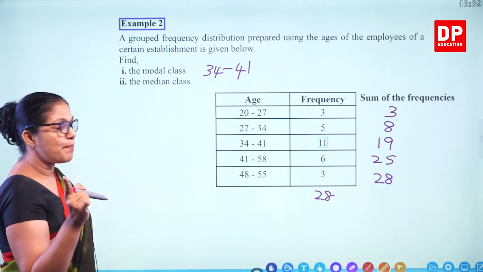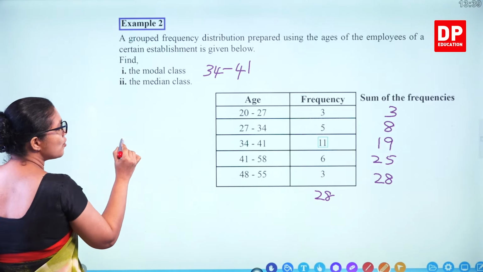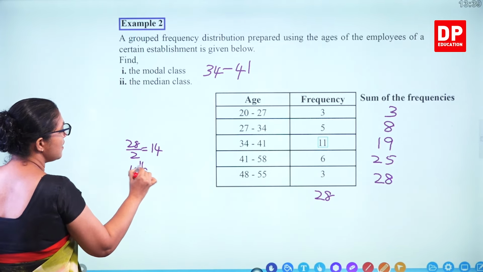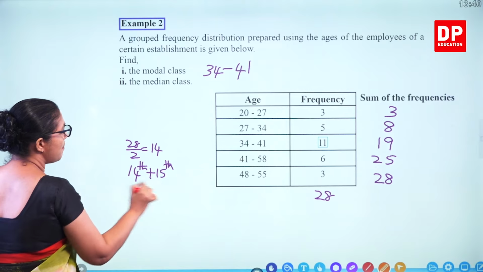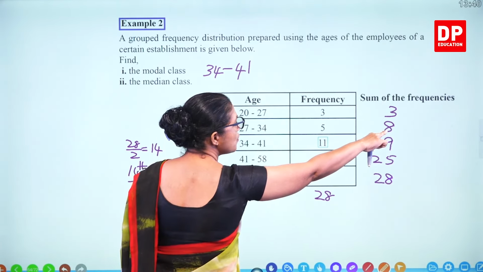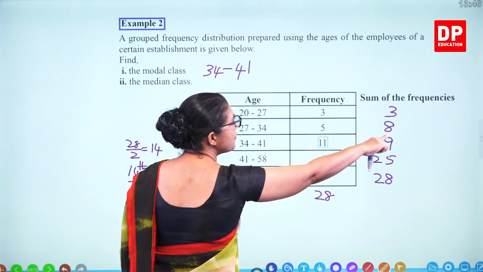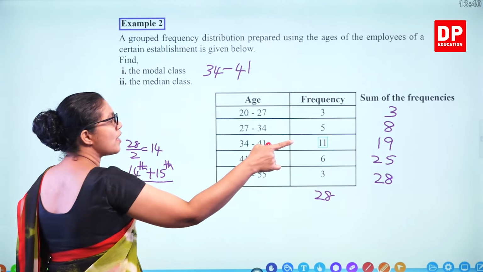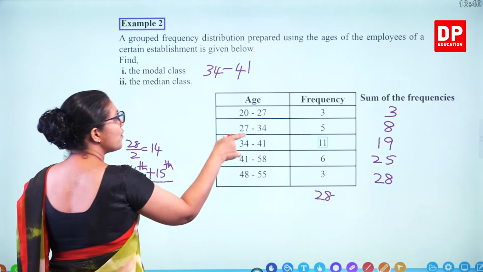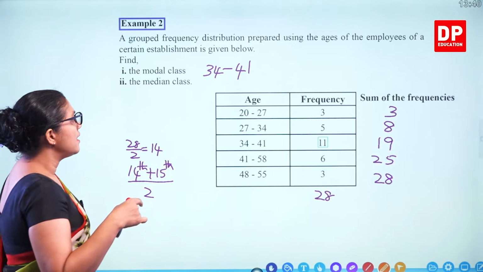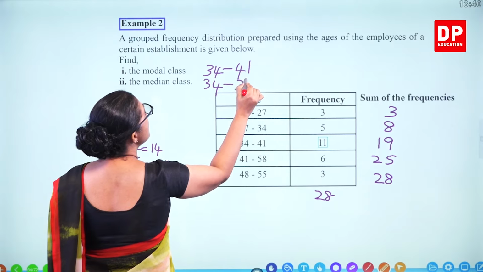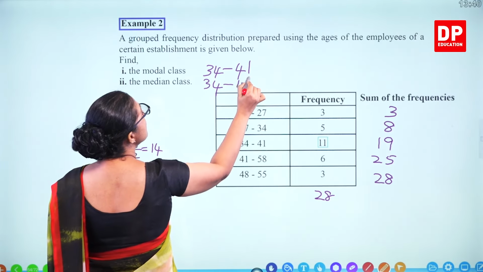So you get two middle numbers. 28 divided by 2, 14. So 14th and 15th, divide by 2. Where's 14th and 15th? Can you see here? After 8, 9, 10, 11 up to 19, that's this one. So 14th and 15th one both are included in this interval 34 to 41. So that's the median class.